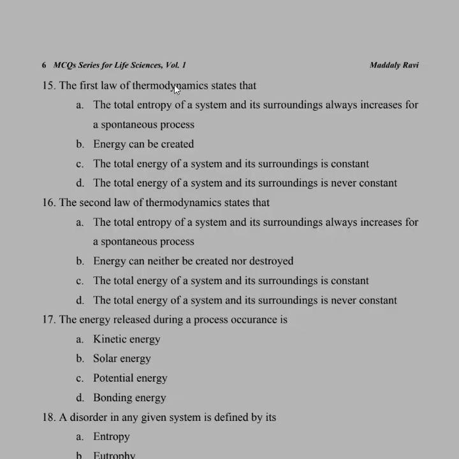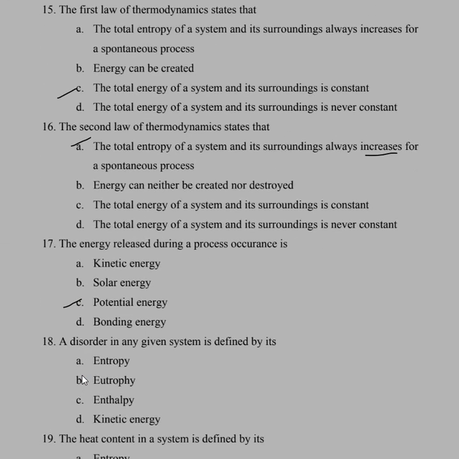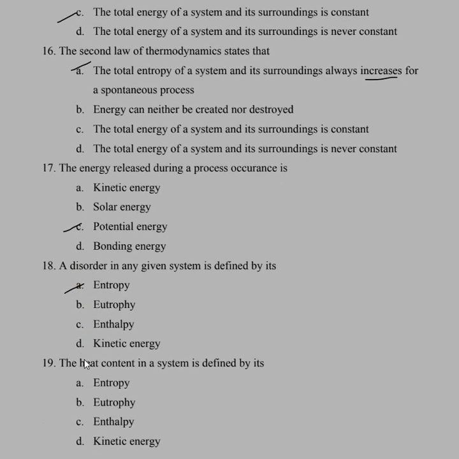Next is, the first law of thermodynamics states that the total energy of a system and its surrounding is constant. 16 is, the second law of thermodynamics states that the total entropy of a system and its surrounding always increases for a spontaneous process. 17 is, the energy released during a process occurrence is potential energy. 18 is, a disorder in any given system is defined by entropy. 19 is, the heat content in a system is defined by its enthalpy.